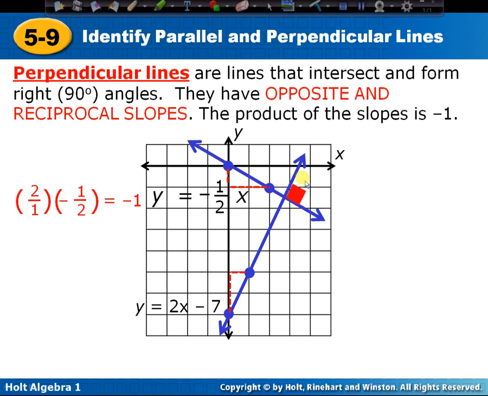All right, so this is a graph of the lines that we just worked out. It says perpendicular lines are lines that intersect and form right or 90-degree angles. They have opposite and reciprocal slopes, and the product of the slopes is -1. So this is what these two lines look like on a graph. This is the line that we found. This is the line we were given.